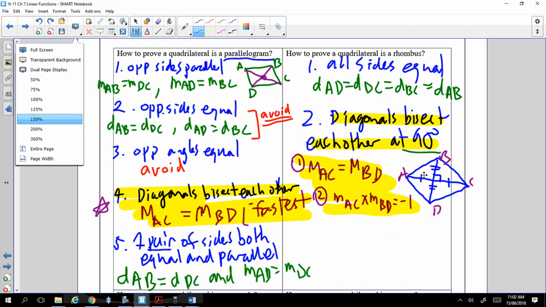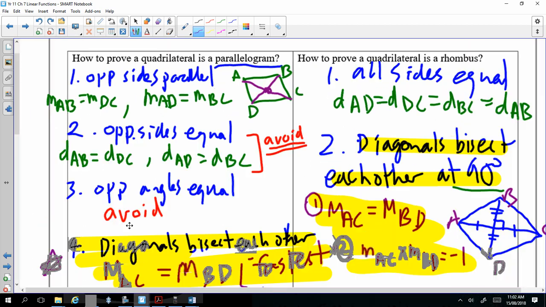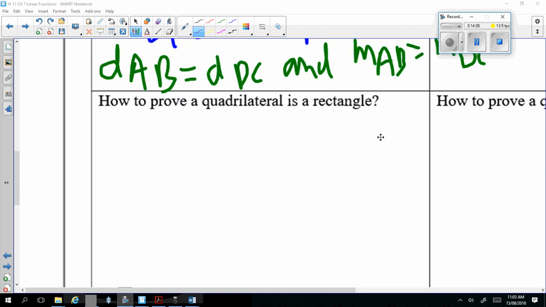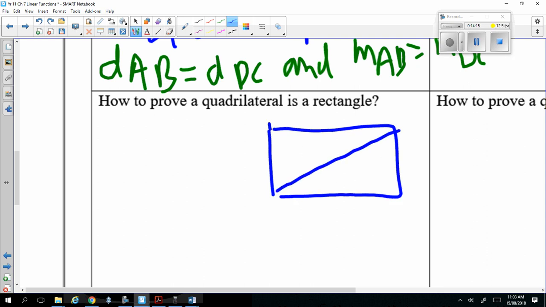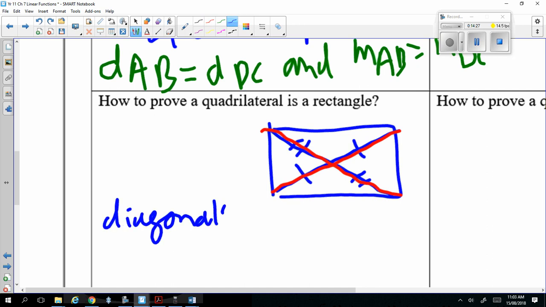So how do I prove it's a rectangle? Let's cut out all the not necessary things. So we just have to prove two things. For a rectangle, all you have to prove is the diagonals bisect. That will prove it's a parallelogram, and also prove that the two lines are equal to each other. So diagonals bisect each other, and diagonals are equal.